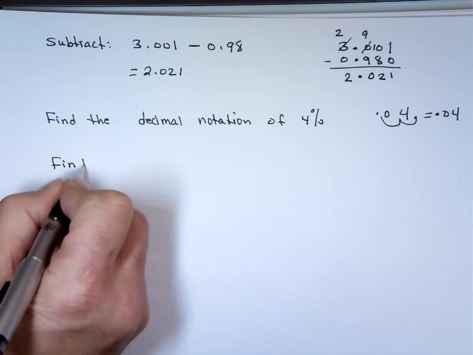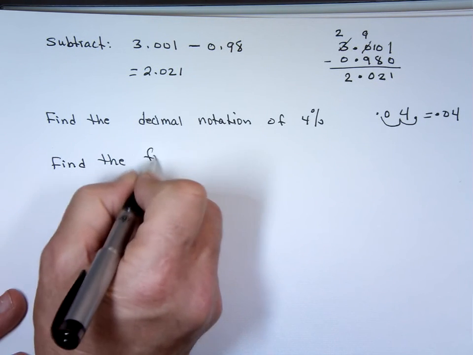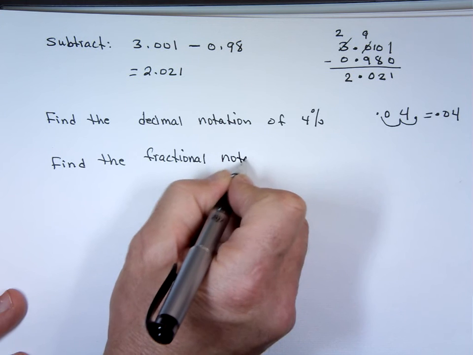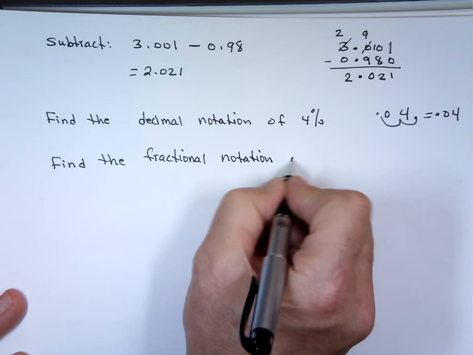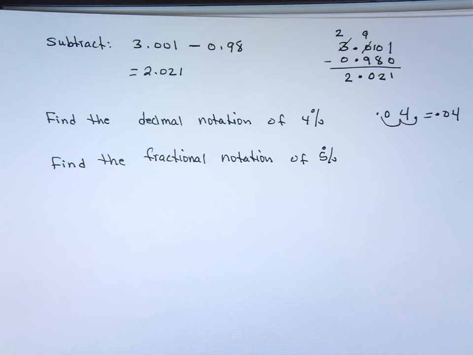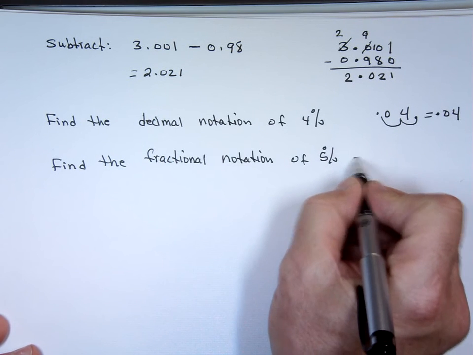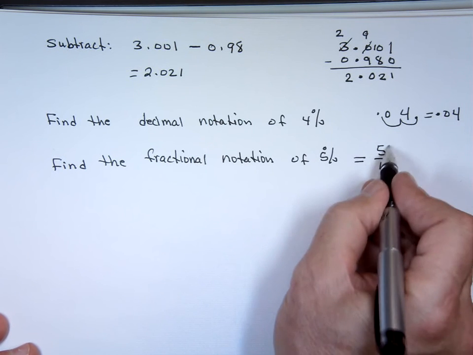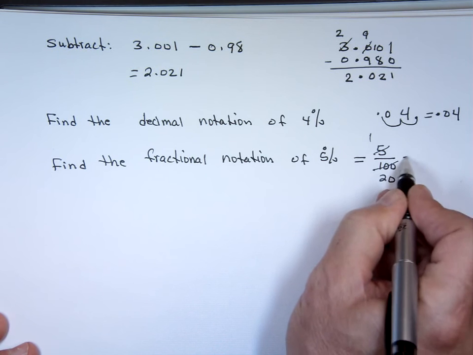Find the fractional notation of 5%. Fraction. How do you go from percent to a fraction? What do we do? Percent to a fraction. Divide by 100. Then you simplify. By 5, this is 1, by 5, this is 20. 1 over 20.